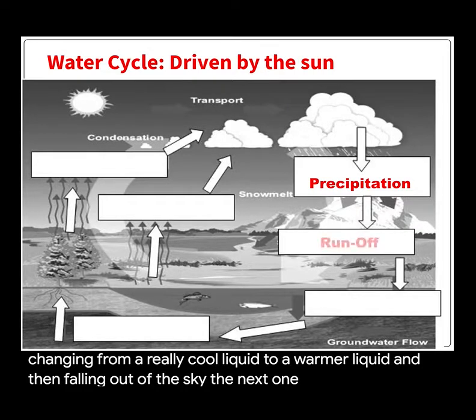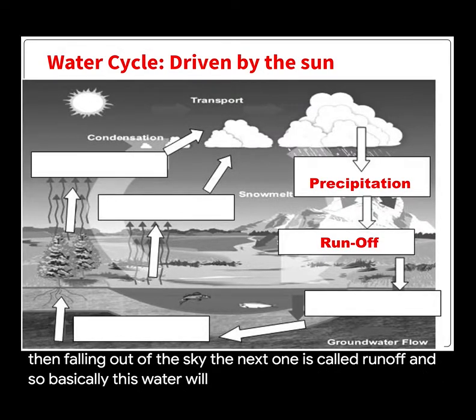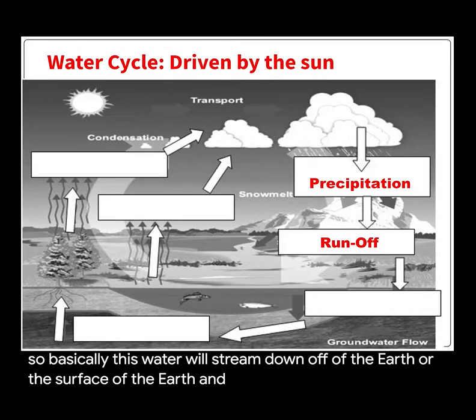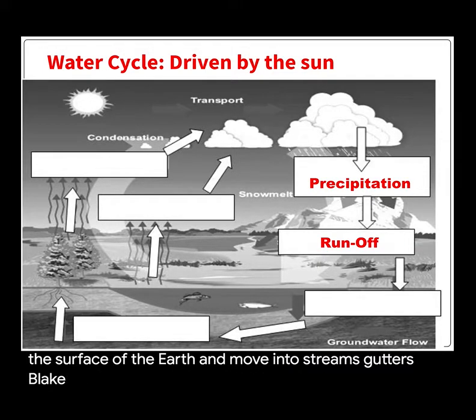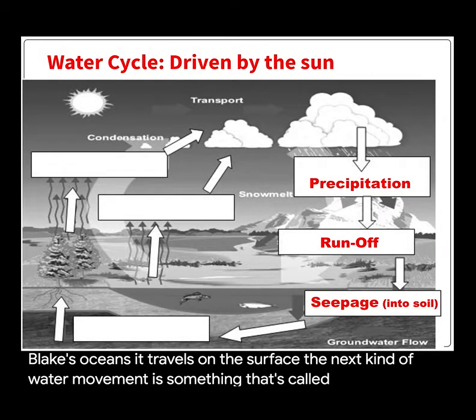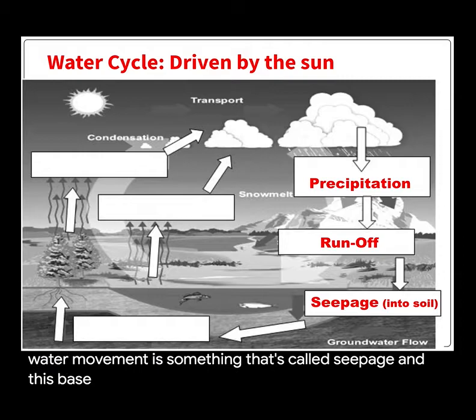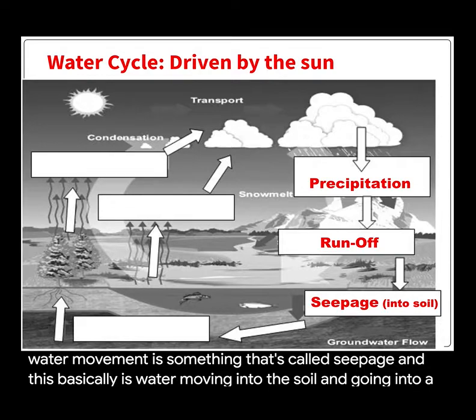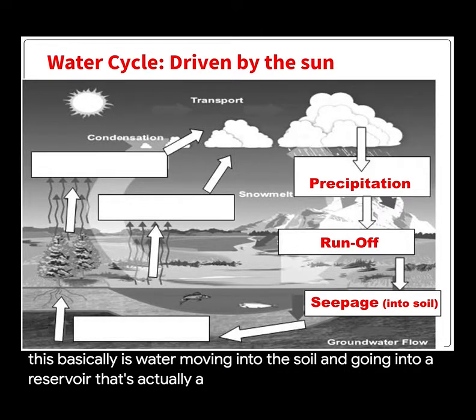The next one is called runoff. Basically this water will stream down off of the surface of the earth and move into streams, gutters, lakes, oceans. It travels on the surface. The next kind of water movement is called seepage. This is basically water moving into the soil and going into a reservoir that's actually a body of water in the dirt. It's called groundwater.